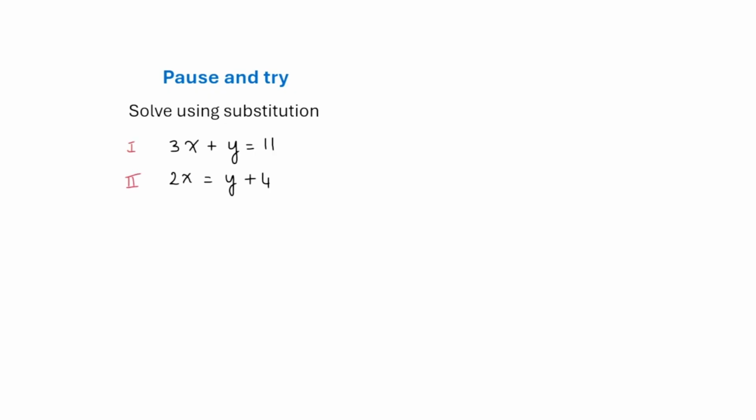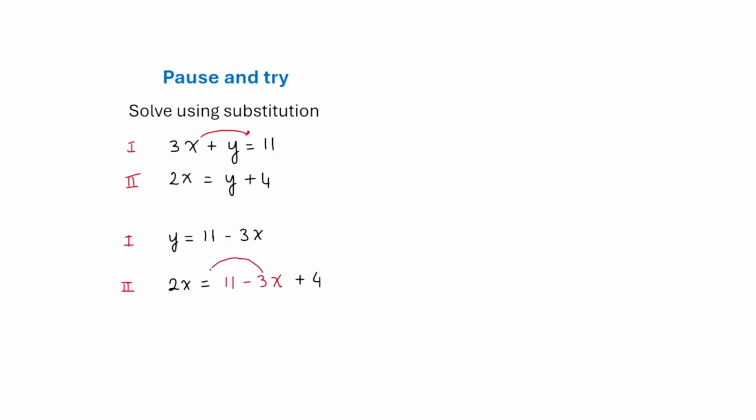Let's solve it together. We use equation 1 and isolate y. Move 3x to the right-hand side. y is equal to 11 minus 3x. We used equation 1, so we substitute y into equation 2. Since y is equal to 11 minus 3x, we replace y with 11 minus 3x. So we get 2x is equal to 11 minus 3x plus 4.